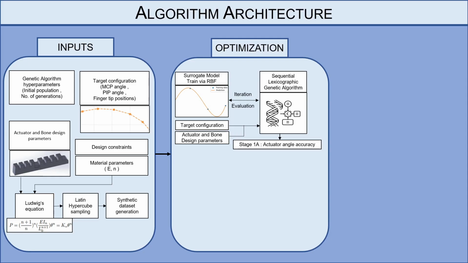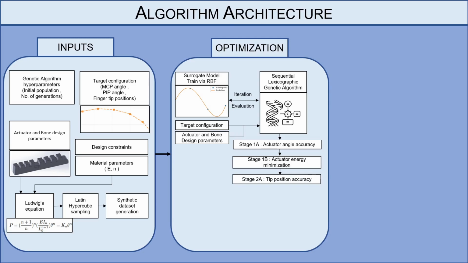As I said, this is a sequential optimization. Stage 1A involves actuator angle accuracy. We want to find, first of all, multiple design sets having minimal actuator angle error. Once we find those design sets, we will see which among them gives us minimal energy. We will select that specific design set giving us minimal energy, as we want our design to be accurate and efficient too. Now we go to stage 2A.